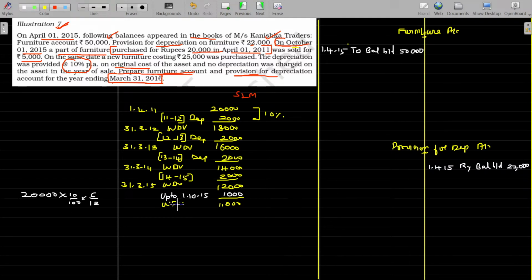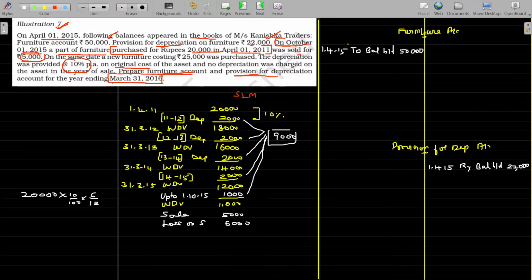WDV as on the date of sale is 11,000, but it was sold for how much? It was sold for 5,000 rupees. Now, sale value on the date is 5,000 rupees. 11,000 but sold for 5,000. What does it mean? The difference between these two is loss. Loss is how much? 6,000 is the loss. Loss on sale. Now, how much is the accumulated depreciation on this asset as on the date of sale? 9,000 rupees is the accumulated depreciation as on the date of sale.